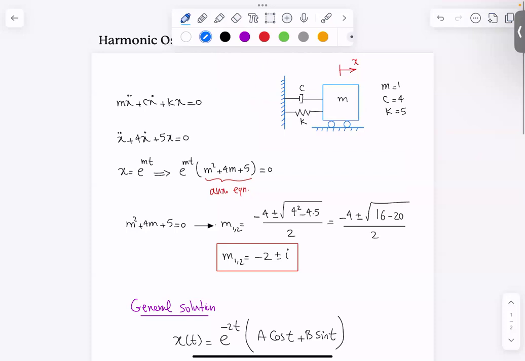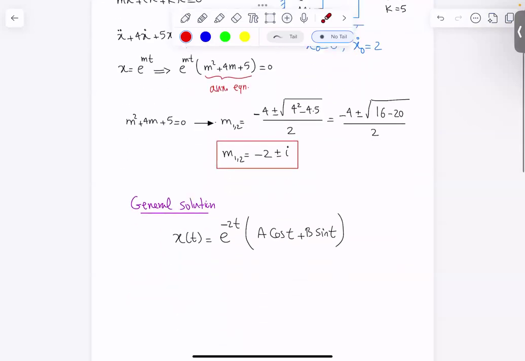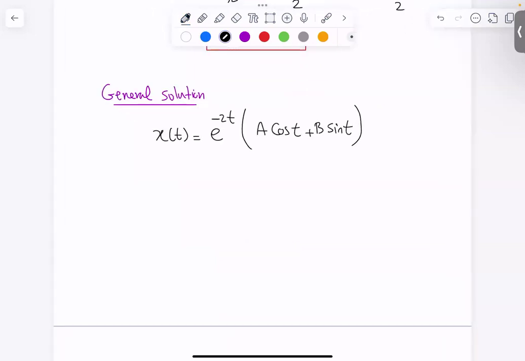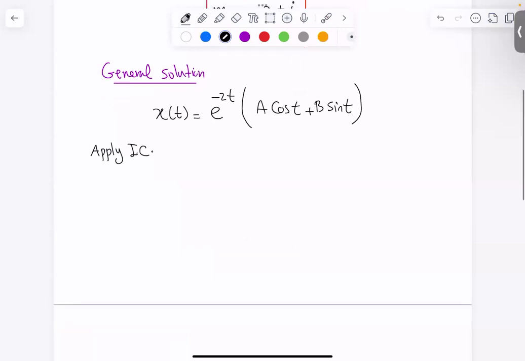Let's say the initial condition is x naught was 0 and x dot naught was 2. So what that means is that the spring and the mass is not displaced initially, but it's given an initial velocity of 2 meters per second to the right. Okay. So now that we have an initial condition, we can apply that to basically find a and b, the values of the constants.